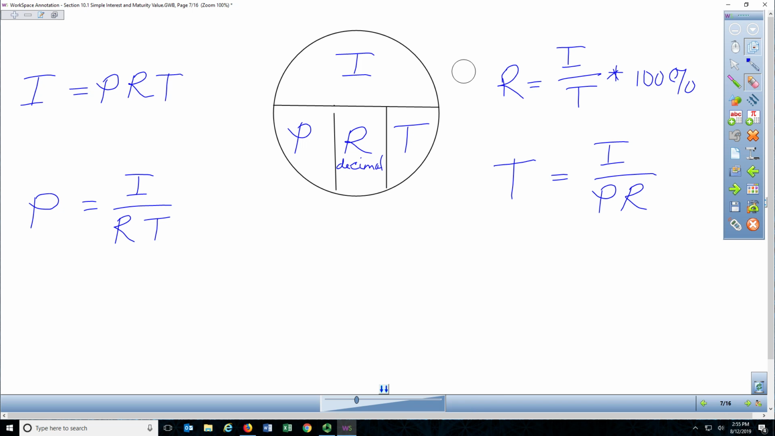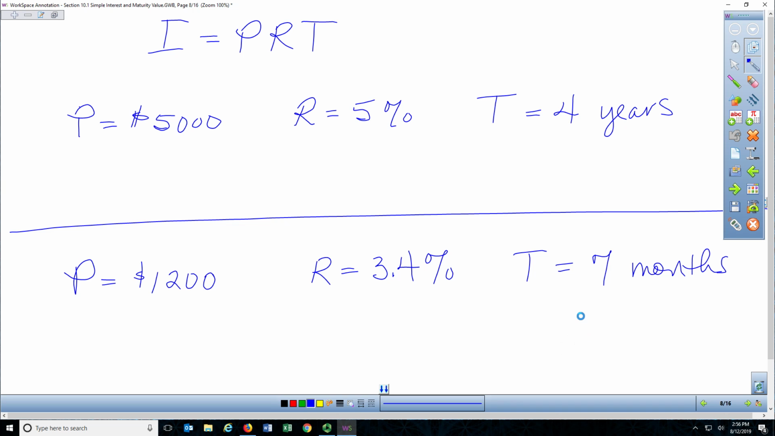Somehow the P didn't get written on here. And then because this is going to be a decimal, I have to multiply it by 100% or move the decimal point over. And if I'm solving for T, then I have I divided by PR. So you have 4 formulas in one. So let's look at a few problems.